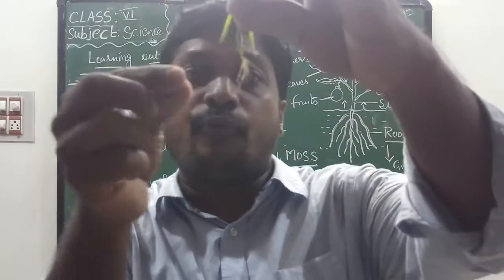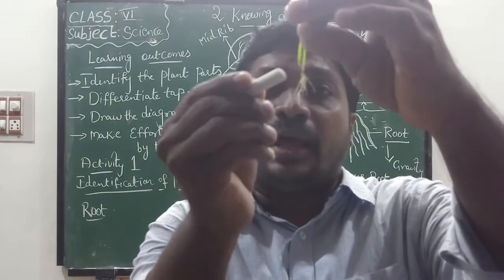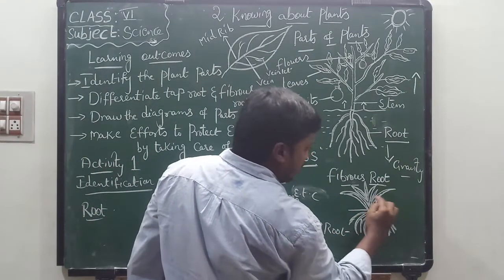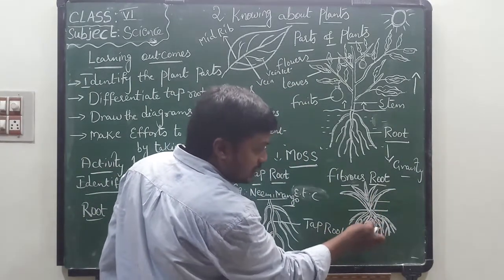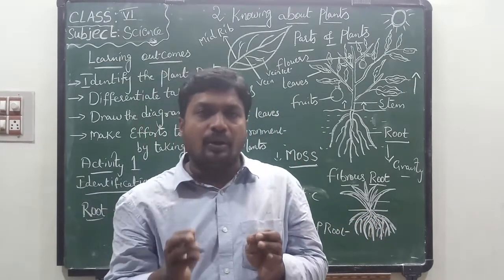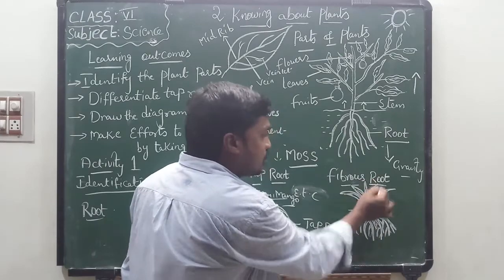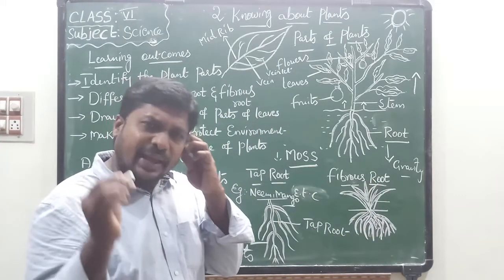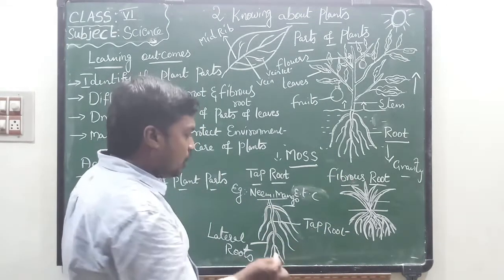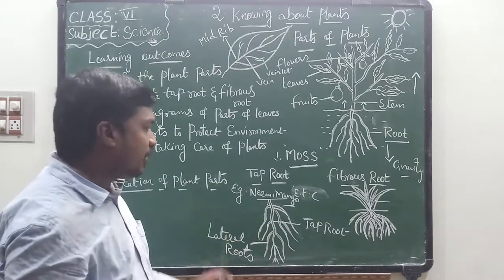Cluster of roots. Cluster means gumpu. A cluster of roots arises from the end of the stem. See here, these are the grass leaves, and if you observe these roots, a cluster. Cluster means group, gumpuga. A cluster of roots arises from the end of the stem. These are called fibrous roots. What is the major difference between taproot and fibrous roots? In the taproot system, we can find a taproot and lateral roots. In the fibrous root system, we cannot find a taproot or lateral roots.